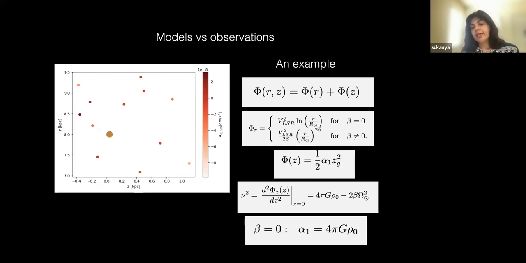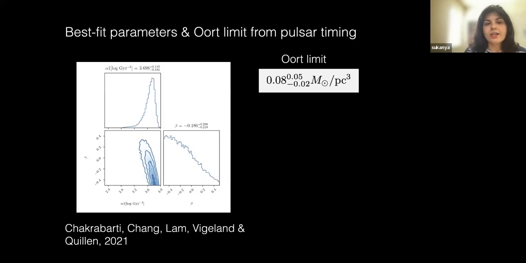And for the specific case beta equals 0, a flat rotation curve, we have that alpha-1 is very simply related to the midplane density, which is known as the Oort limit in galactic dynamics. So this, from our MCMC calculations, is the posterior distribution for this parameter, which is essentially the Oort limit. You can see that it's tightly constrained from the pulsar timing measurements, and the value is there.